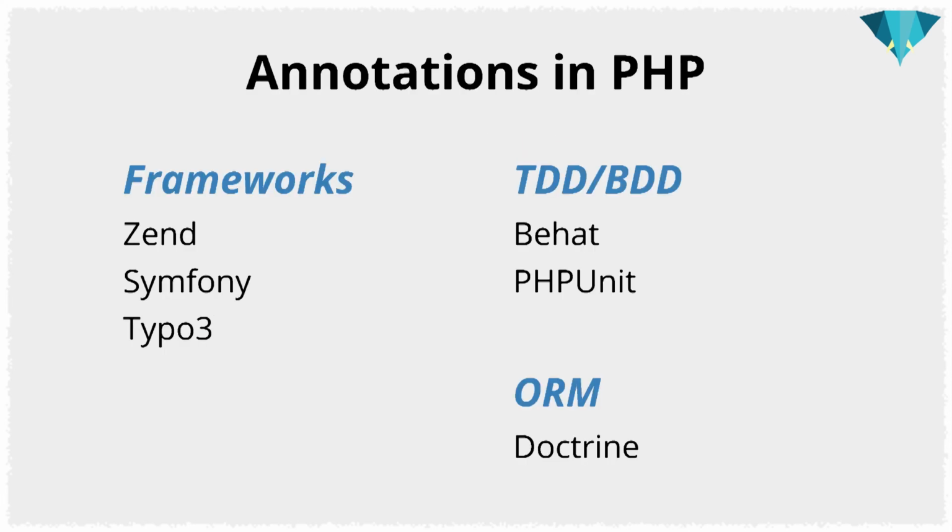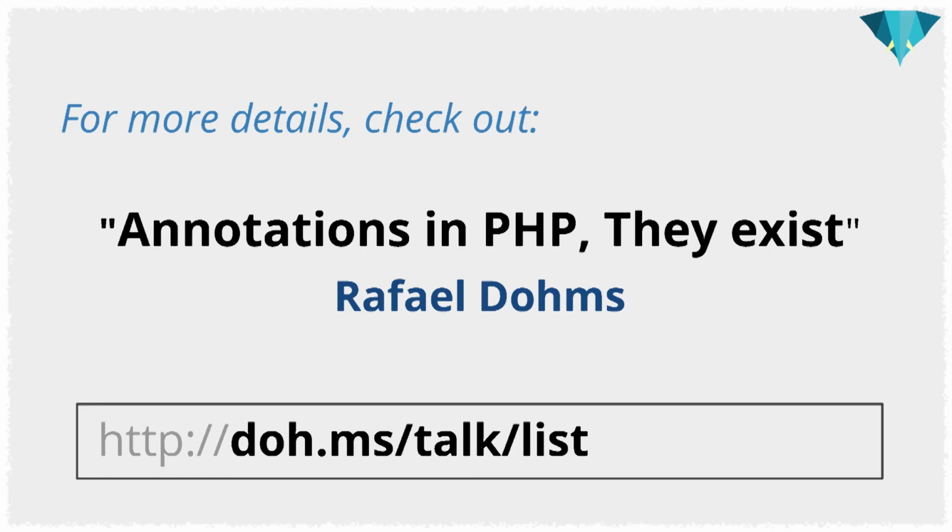Okay, so annotations in PHP are all over the place. In Zend and Symfony and Typo3 in terms of frameworks, and in TDD and BDD, they're in Behat and PHPUnit, which is where I first discovered the concept. And in an ORM, such as Doctrine, it's used in helping define relations. Okay, so if you want a much more detailed talk about annotations, I suggest Rafael Dohms' talk. And he talks in a very detailed way about the history of annotations in PHP and how they work.